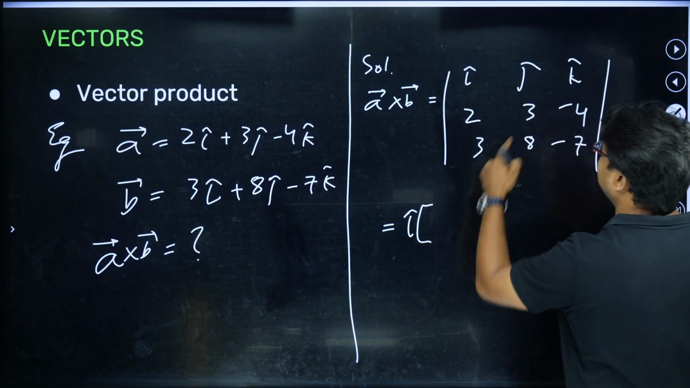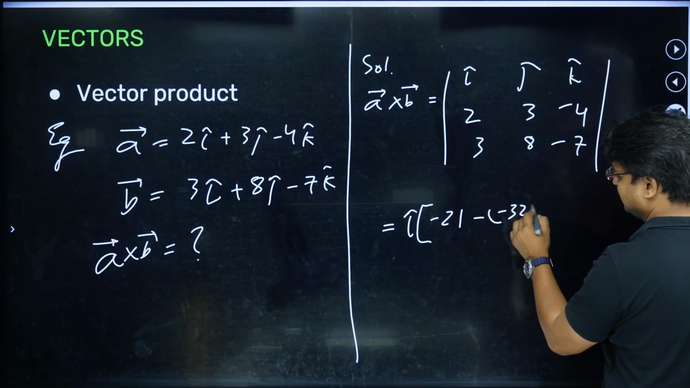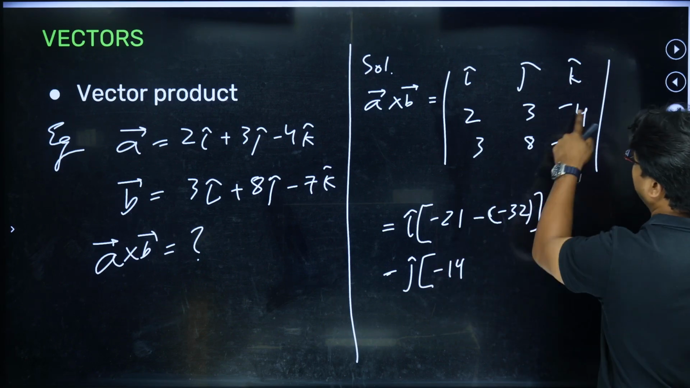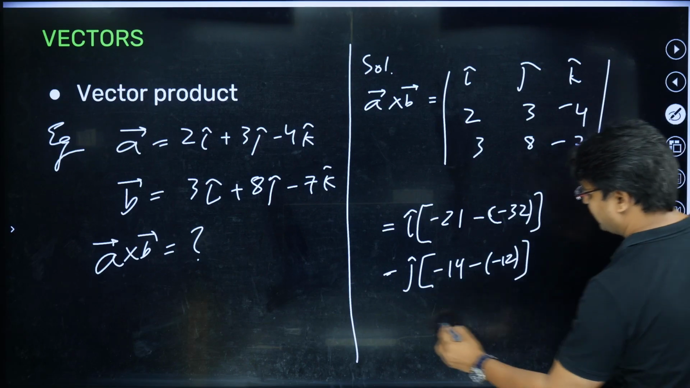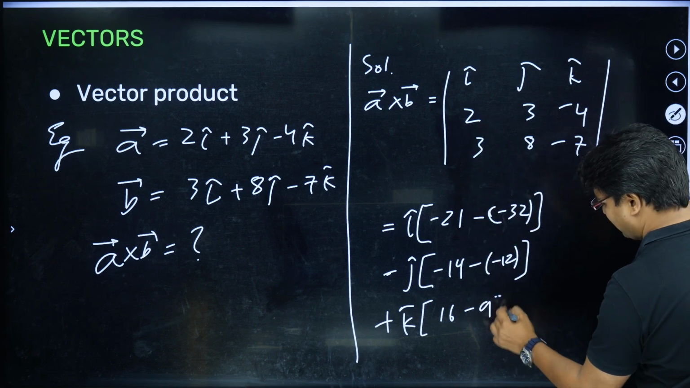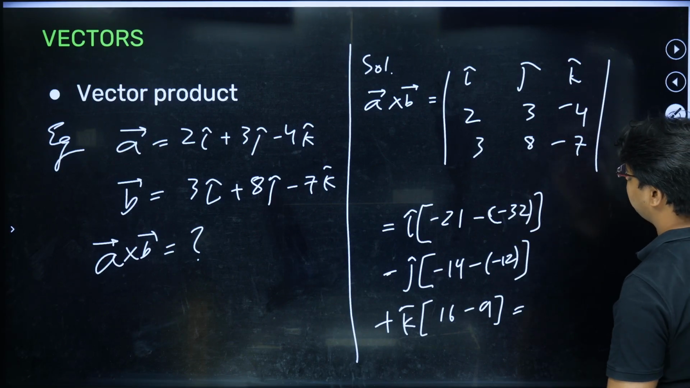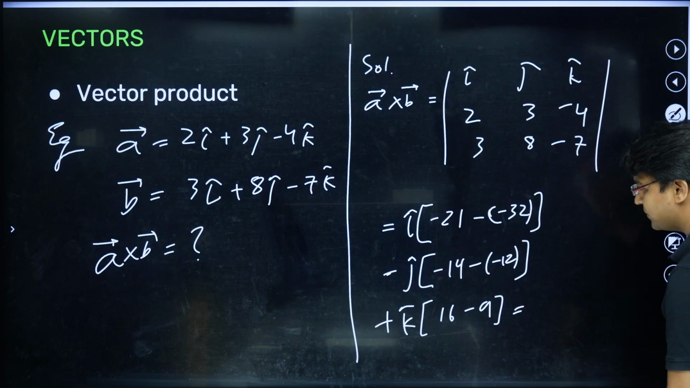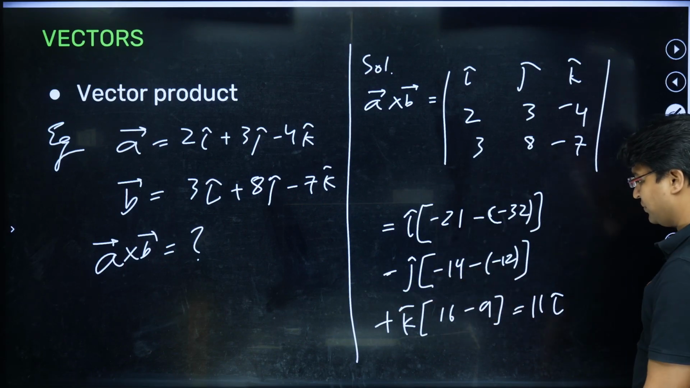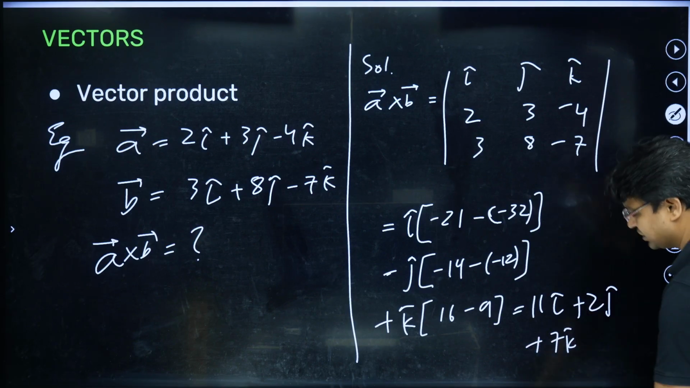So it would be I cap and then 3 into minus 7, that is minus 21, minus 32. And then minus J, these two, minus 14, minus 12. And then plus K, 16 minus 9, is equal to, this will become 32 minus 21, 11. 11 I cap, then 12 minus 14, minus sign is there also, plus 2 J cap, and then this is 7 K cap. So this is the cross product that we are getting.